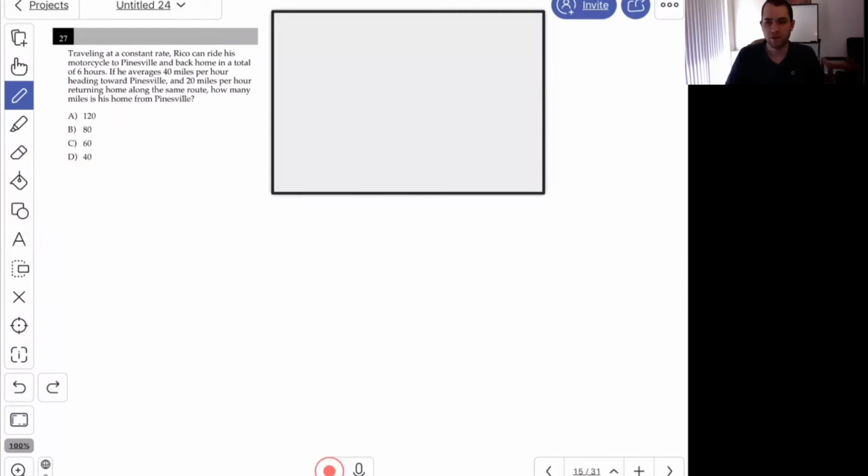Today we're looking at a pretty tricky question, number 27, together. This question is from Drill B of the Test Taking Techniques class notes. Let's read it together. Traveling at a constant rate, Rico can ride his motorcycle to Pinesville and back home in a total of 6 hours. If he averages 40 miles per hour heading towards Pinesville and 20 miles per hour returning home along the same route, how many miles is his home from Pinesville?